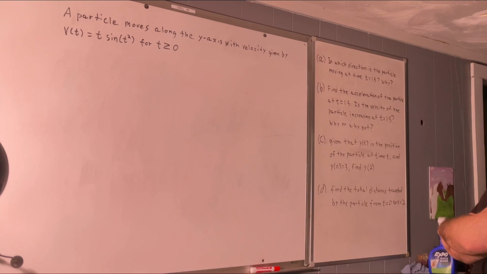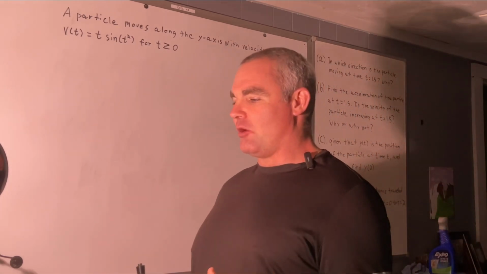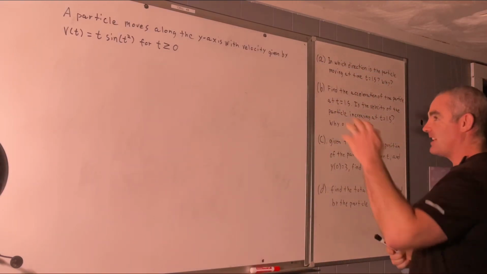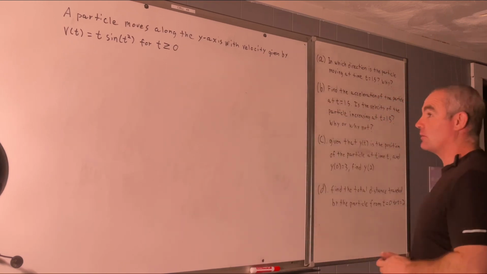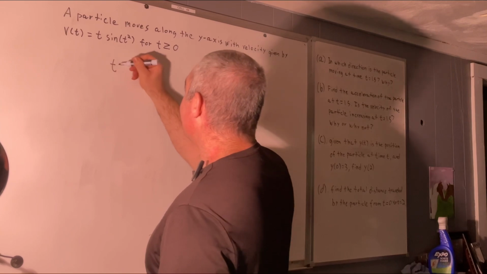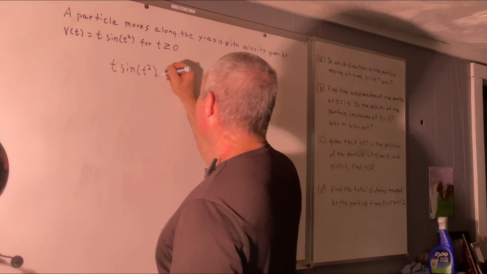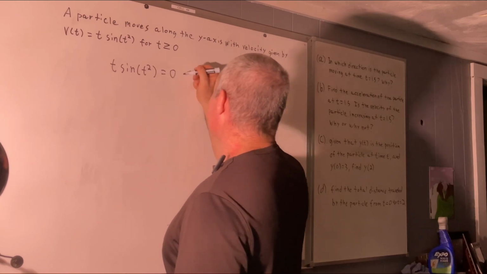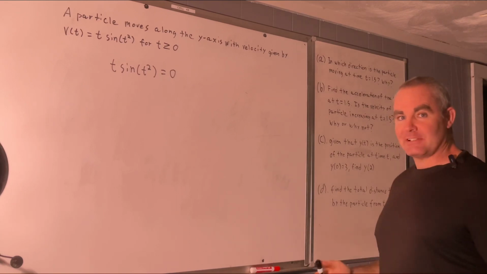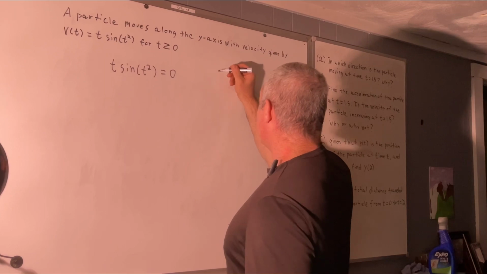Well, so it's traveling, it's traveling, it's traveling, and then it stops. Okay, how are we going to find when it stops? When is something stopped? It's stopped when the velocity is 0. So we have to set the velocity equal to 0. So we need t sine of t squared to equal 0. All right, when does that happen? Well, obviously it happens when t is equal to 0. So it happens at t is equal to 0.